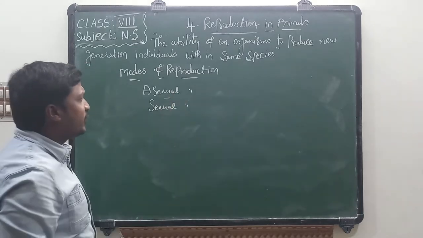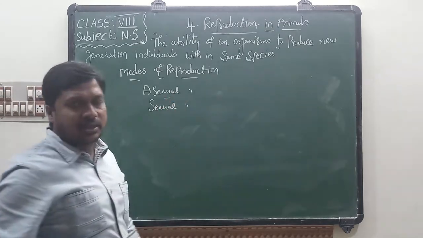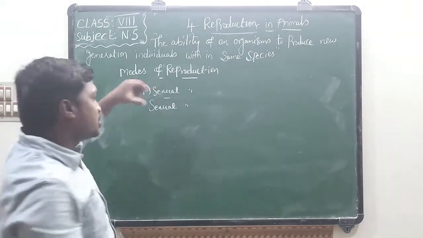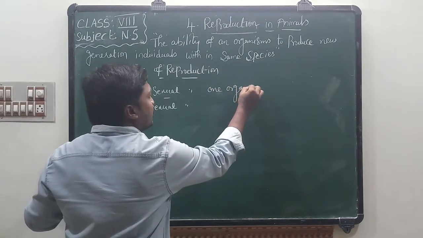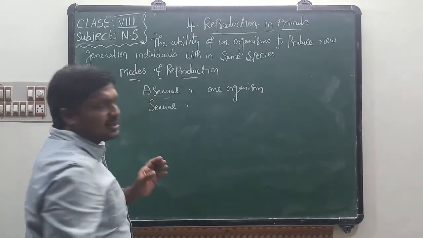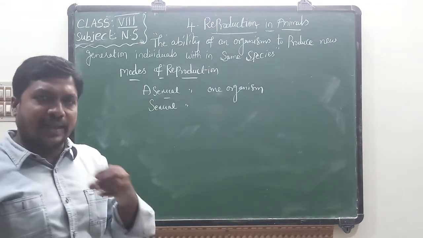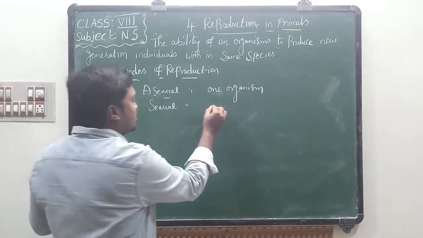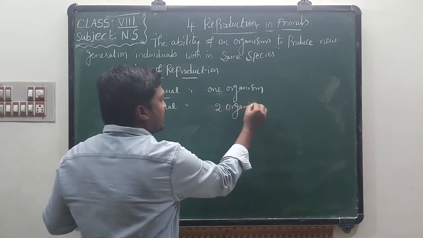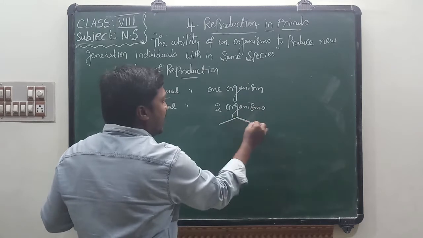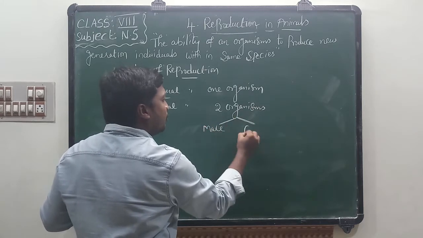What is the major difference between asexual reproduction and sexual reproduction? If you will observe in asexual reproduction, we can find only one organism. This organism acts as male and as female. In sexual reproduction, we can find two organisms, that is, one is male and one is female.